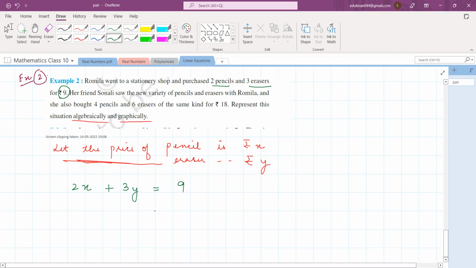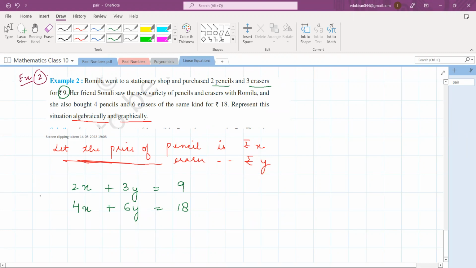Similarly for her friend, she has bought 4 pencils plus 6 erasers, and she has paid 18 rupees. So this is another equation, right? So algebraically we have represented the equations. Now let us try to plot them graphically.